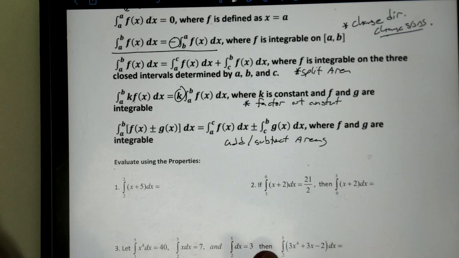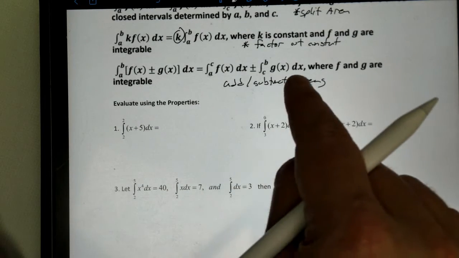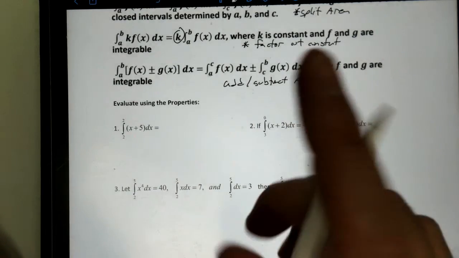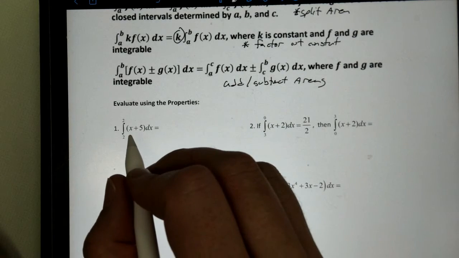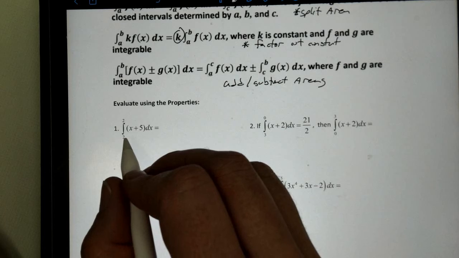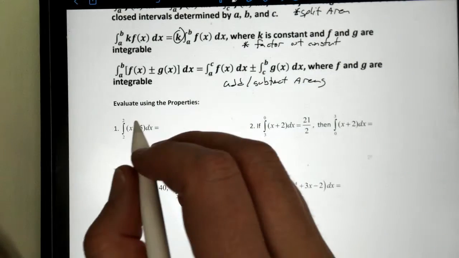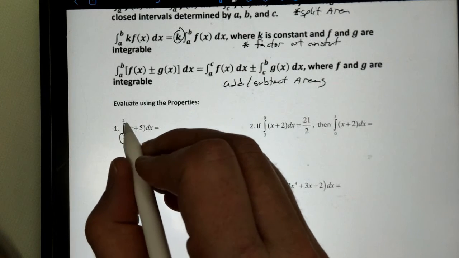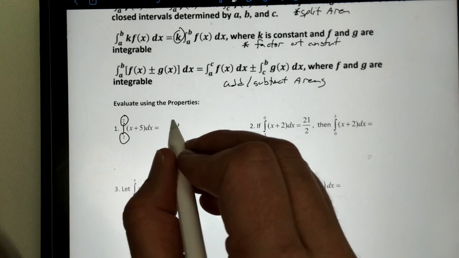So let's try it. Let's try this using these little properties right here. For example, number 1, I want to find out what the area from 2 to 2 of x plus 5 is going to be. Well, starting at 2 and ending at 2, that area is just going to be 0.